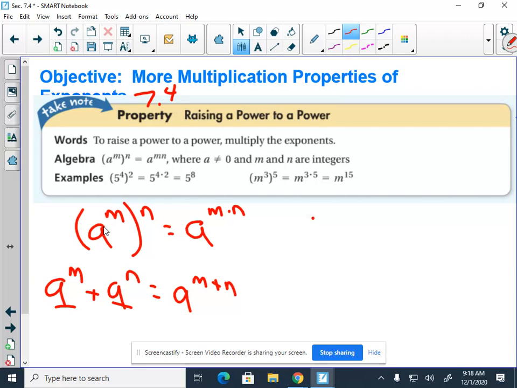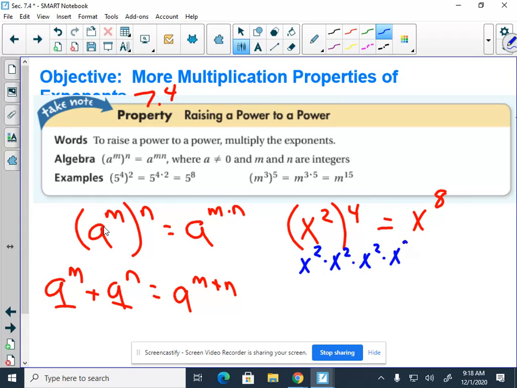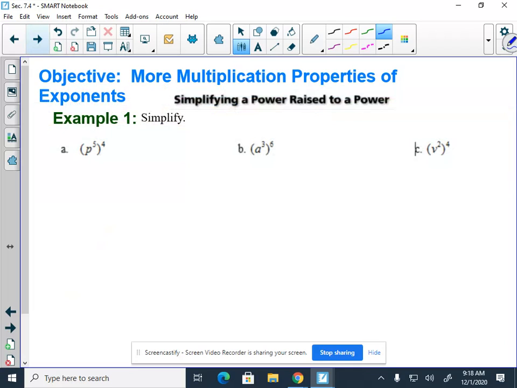So an example, x to the 2 to the 4th power. What that will be is not x to the 6, it's x to the 8. And you might say, well, why? What's the difference? What this means is we would do x to the 2, 4 times. So we could write it out this way. Then we could use the properties we learned in section 7.3. 2 plus 2 plus 2 plus 2 is 8. Okay? So we multiply when they're in parentheses raised to a new power.